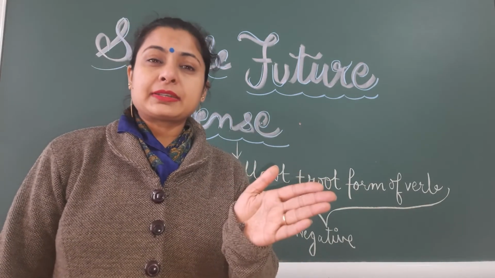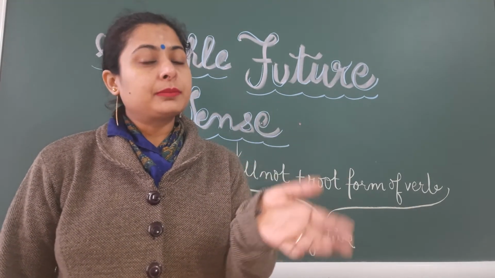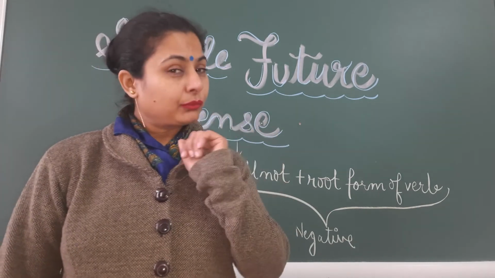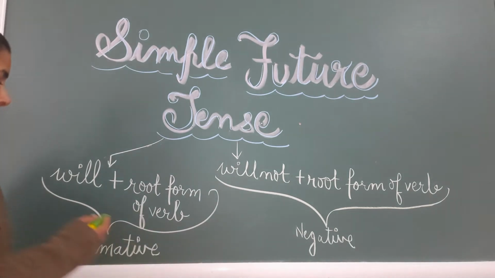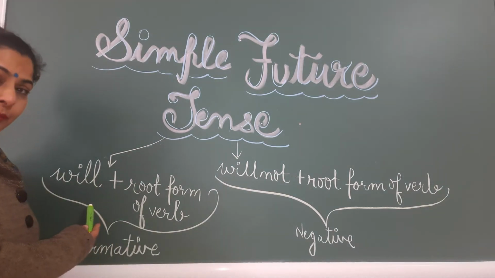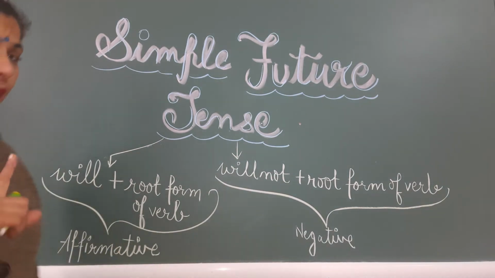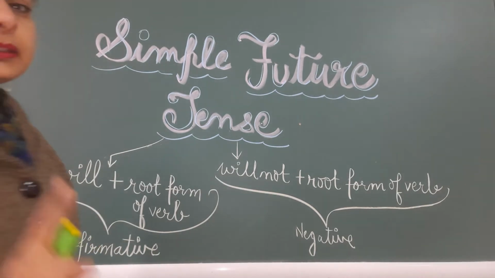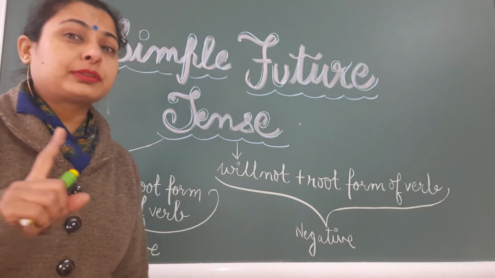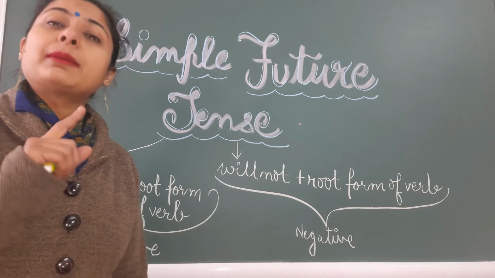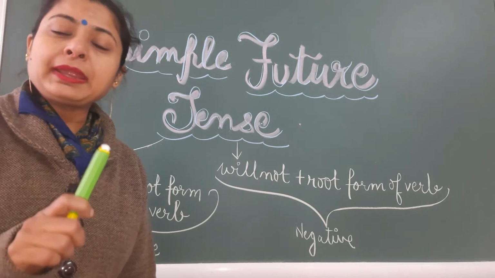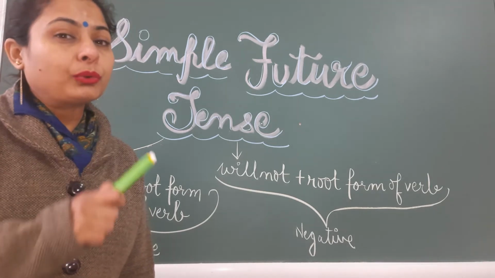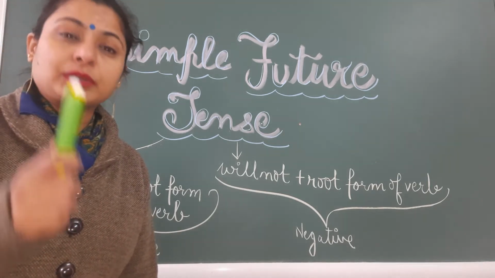हम यहाँ पर add करेंगे action word से, verb से पहले. Now what will we add? In positive sentences or affirmative sentences, we will add will. Alright, and there will be no change in the spelling of the verb or action word. The root form, the base form of the verb will remain as it is. We will simply add will before the verb.